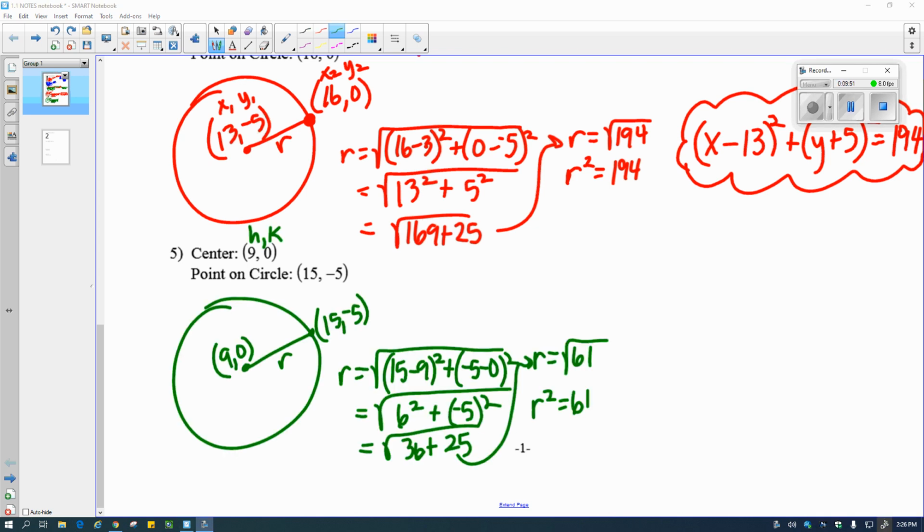So I did go through and work that problem out. Hopefully you did the same. I got r to be the square root of 61. I got r squared to then be 61. So I can just finish off my circle.